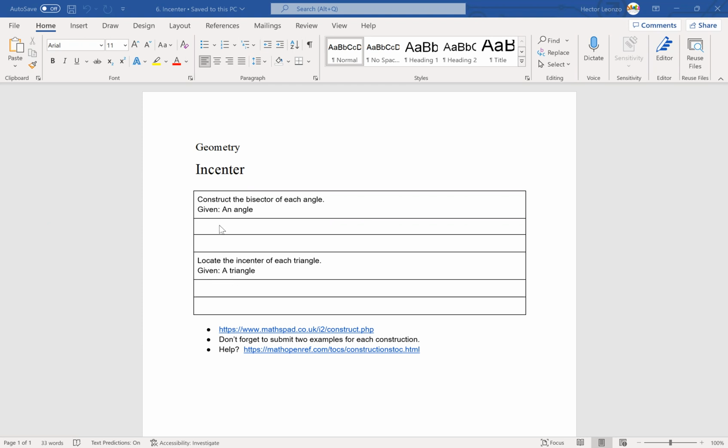Don't forget, you guys see there's two spaces under each construction. I'm expecting you guys to turn in two examples for each construction. Two different examples for each construction.